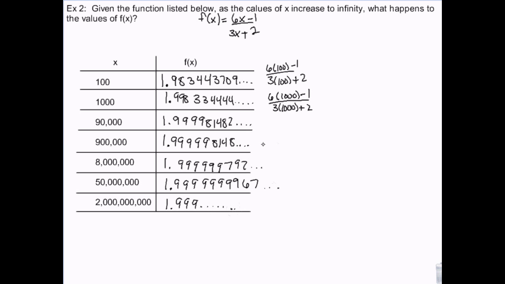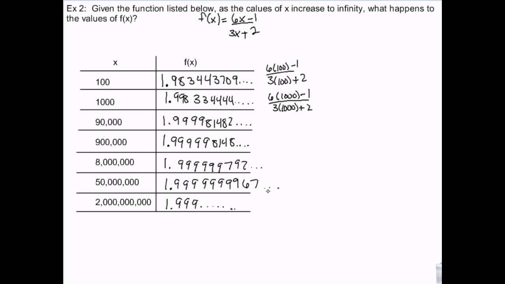But what number is this getting close to? 2. Right. And I start out really close to 2 already when I put in the 100. And then as I hit bigger numbers, I just get more 9s in the decimal. So I just get closer and closer and closer to 2.